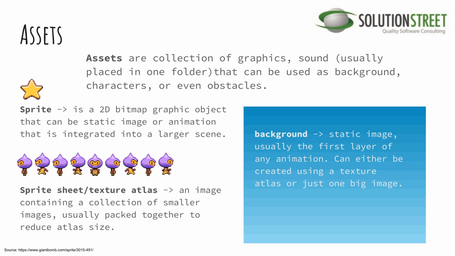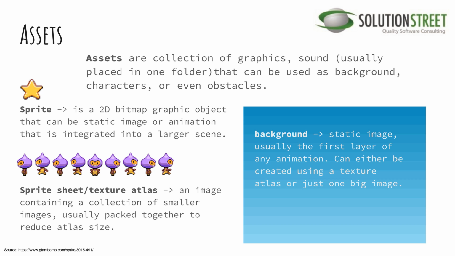You could think of it as your NPCs or your characters or trees, while the sprite sheet or texture atlas is an image containing a collection of smaller images, and it's packed together to reduce the size in memory or the loading time. And then the background is just a static image, or usually the first layer of any animation or game, and can either be created using a texture atlas or just one big image.